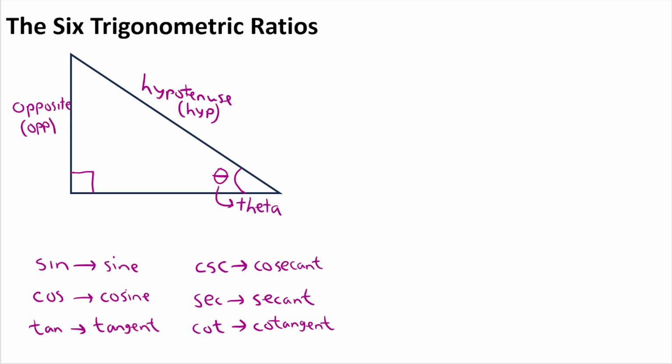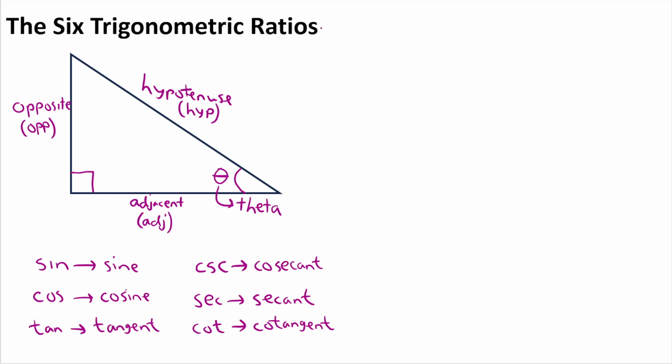As you're watching this video, you're going to notice that I'm going to use hyp, op, and the third one, which is adjacent, in their shorthand form. Just to clarify, adjacent means next to the angle. So A, D, J. And now let's actually apply it into the ratios.